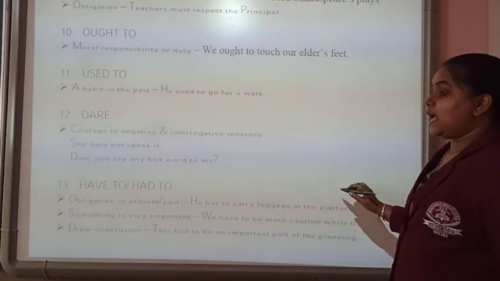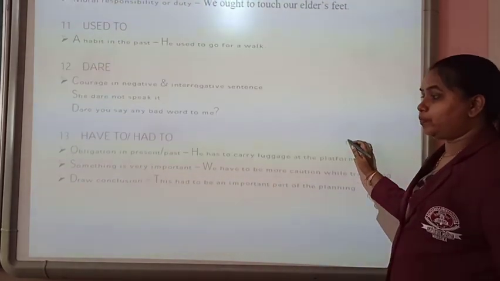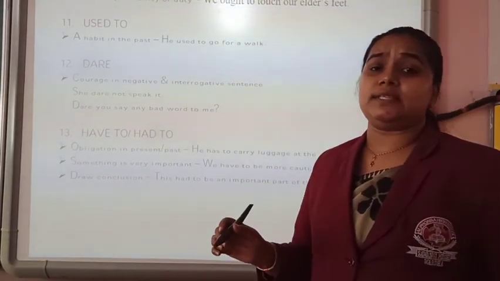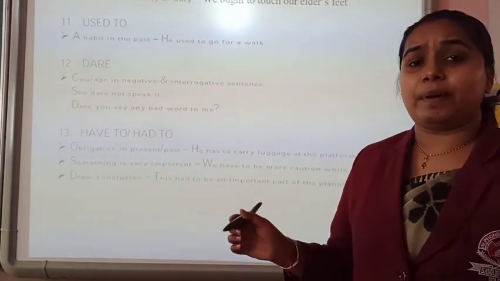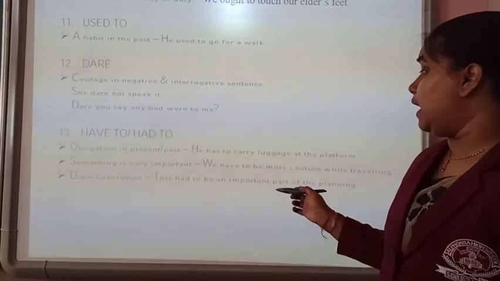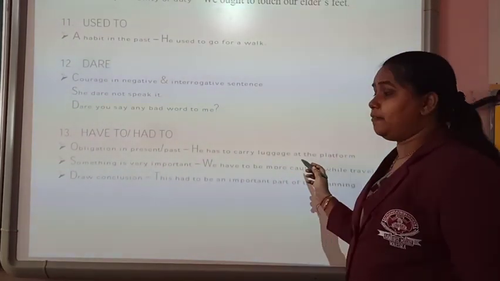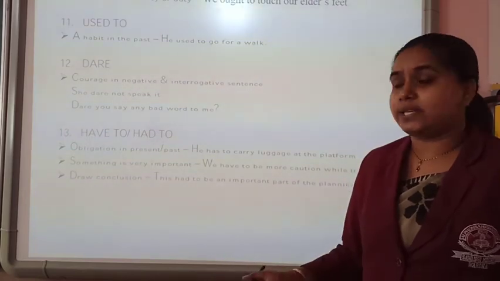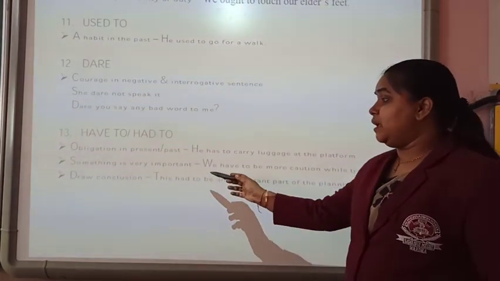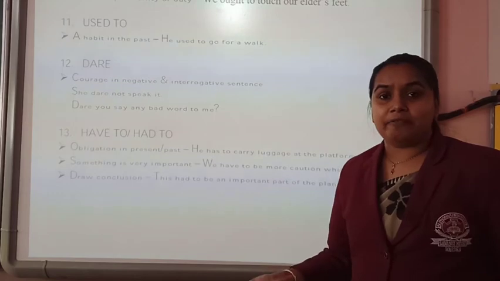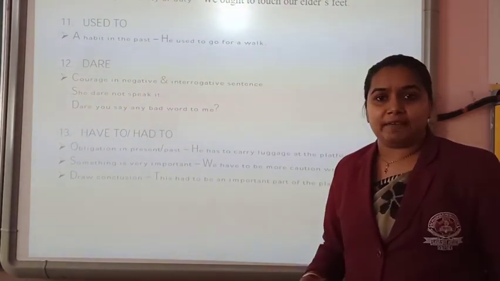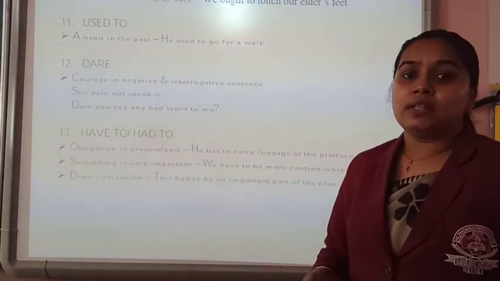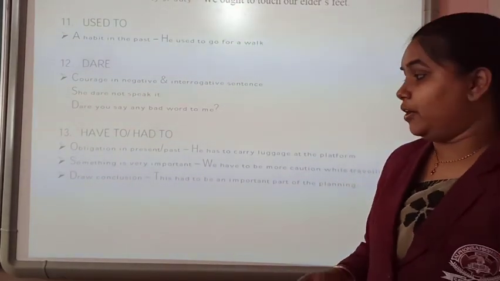Okay, next, have to and had to. Again, it gives obligations, the necessity in the present, have to, and past, had to. Okay, he has to carry luggage at the platform. This is compulsory, you can say. He has no other choice. Something is very important when we have to stay safe at home. Okay, so this is what is very important for us now. There is no other option for us.